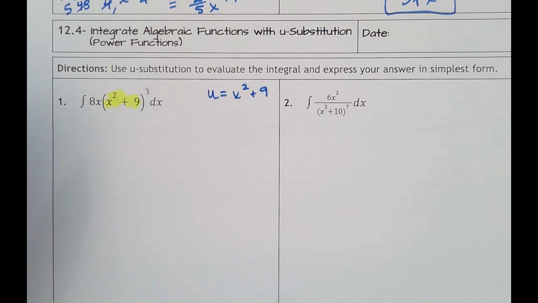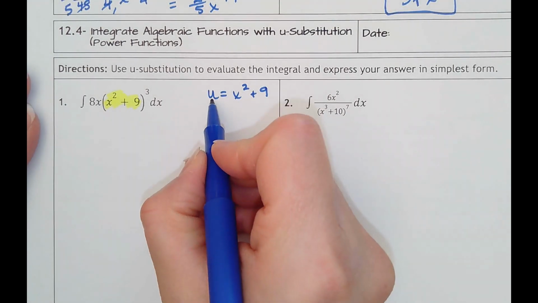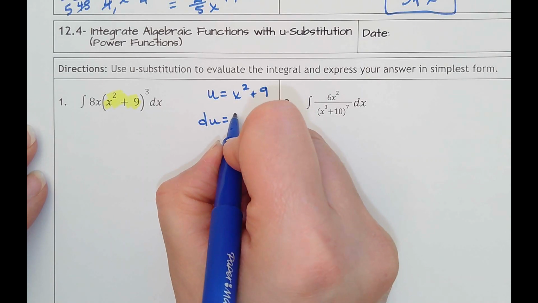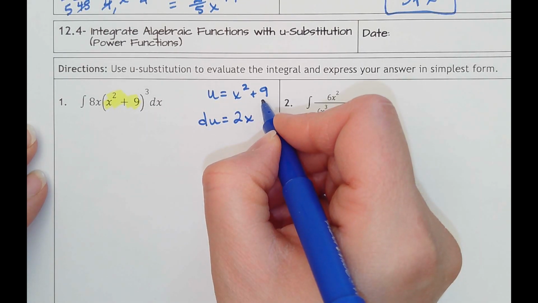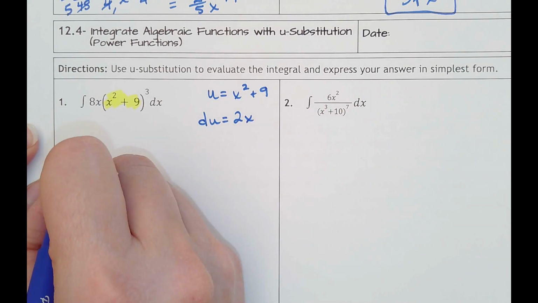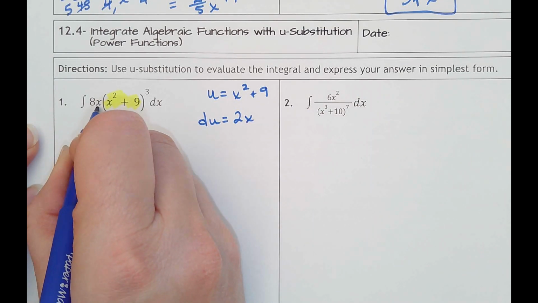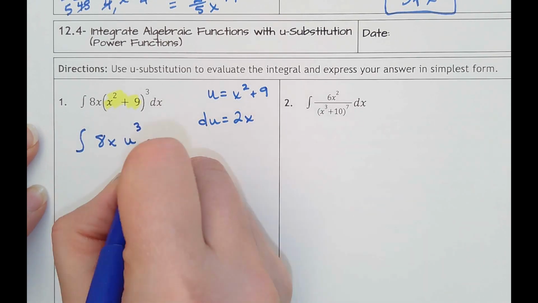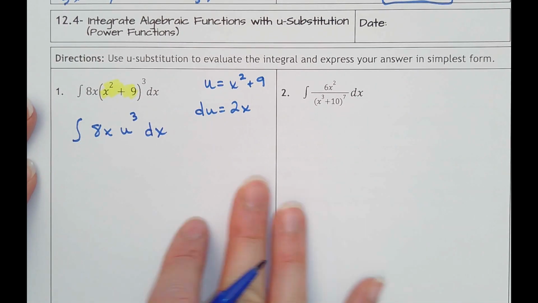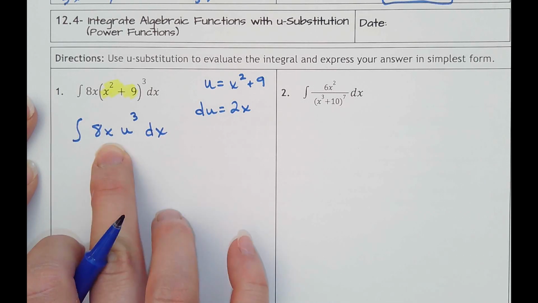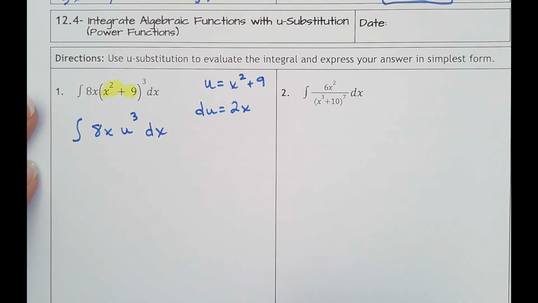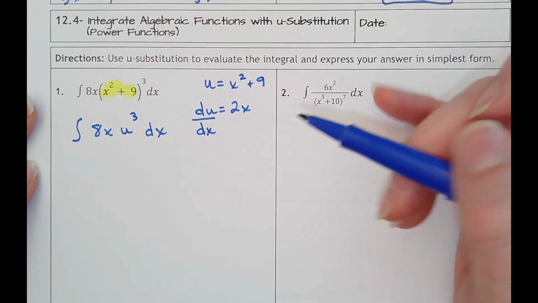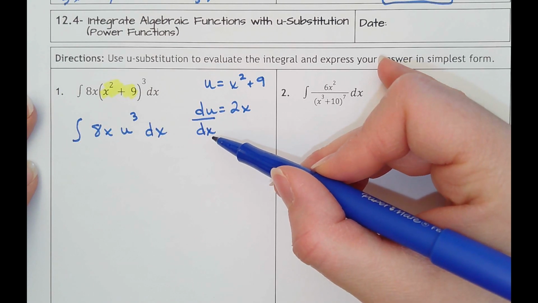Okay, and then I have to take the derivative of u, which is 2x, and then my constant would go away. And so what I want to do now is go ahead and take the antiderivative. I'm going to rewrite this as 8x u to the third power dx. But I don't like that there is dx in here when I've got du. So I actually want to take du with respect to x. So I'm going to put du over dx. And that's how I got my 2x.